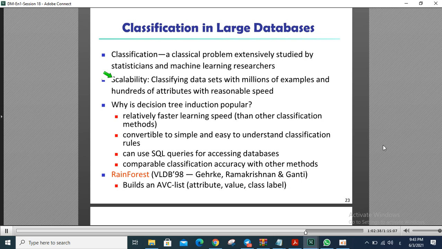Fortunately, decision tree approaches are very popular when we are working with large databases, with big data. They are faster than other classifiers. They are simpler than other classifiers. We can understand them easily. And also their accuracy is good.